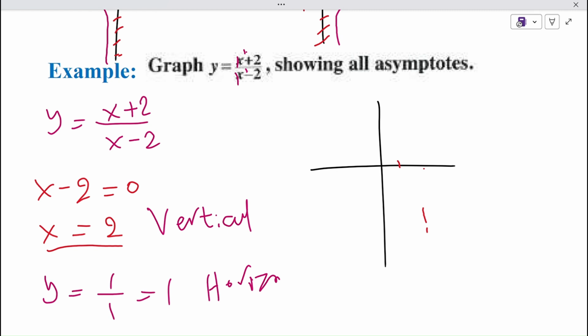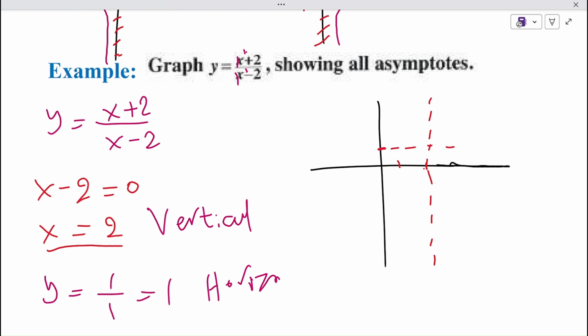This is 2. This is the vertical asymptote. What about the horizontal asymptote? The horizontal asymptote is equal to 1, so 1 is here. Horizontal means like that.